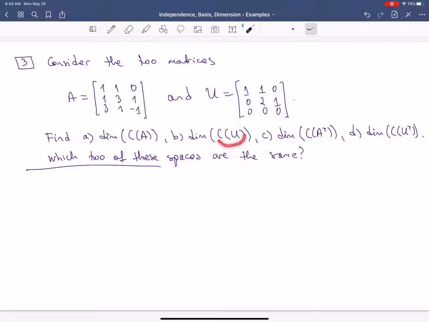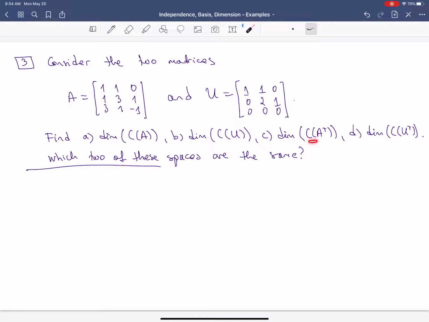Now we want the dimension of the column space of U. So how many pivots does U have? This is a very simple question. I mean, we already know the answer because U is in a reduced form. So we know that the dimension of the column space right away is 2 because these are the two pivots. Whereas in A, we don't see the pivots right away. So we have to think a little bit about this.